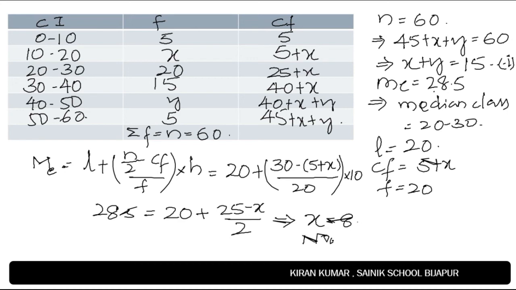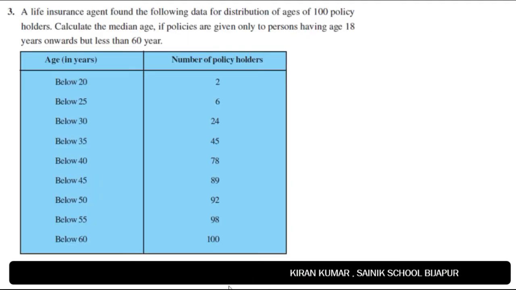Now x plus y is equal to 15. Y value becomes 15 minus 8. 15 minus 8 is 7. Therefore, the value of x is 8 and the value of y is 7. Simultaneously, you need to solve to understand it much better. Let's solve the next question.